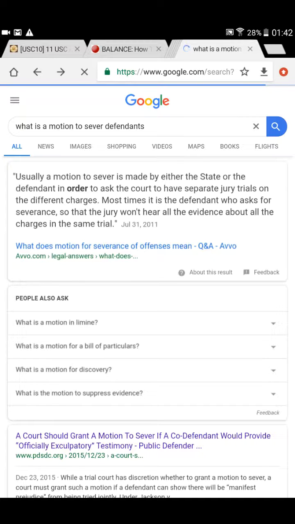What is a motion to sever defendants? Alright, usually a motion to sever is made by either the state or the defendant in order to ask the court to have separate jury trials on the different charges. Most times it is the defendant who asks for severance so that your jury won't hear all the evidence about the charges in the same trial.